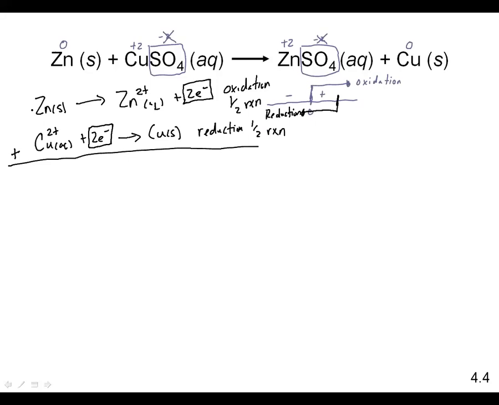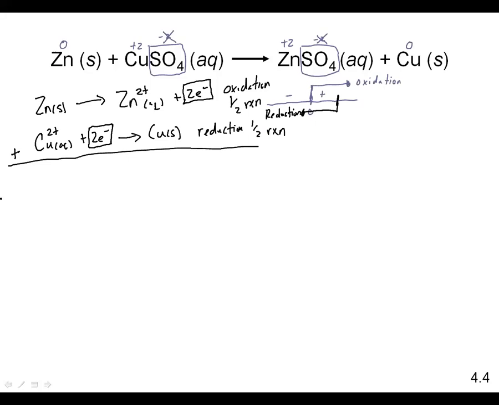So for example, let's just hypothetically say the top guy had 3 electrons and the bottom guy had 2 electrons. The common number would be 6, so you would need to multiply the top one by 2. You would need to multiply the bottom equation, the entire equation, by 3. So when you take an oxidation half reaction and a reduction half reaction and you want to add them together, you first have to make sure that you have the same number of electrons.